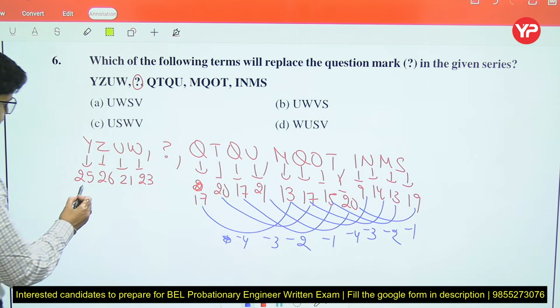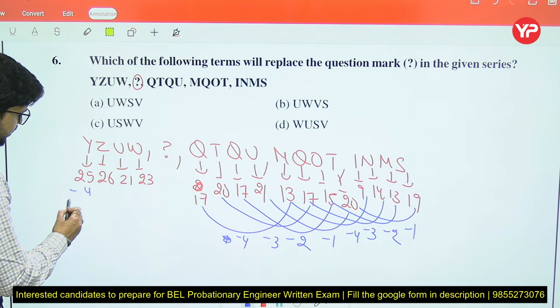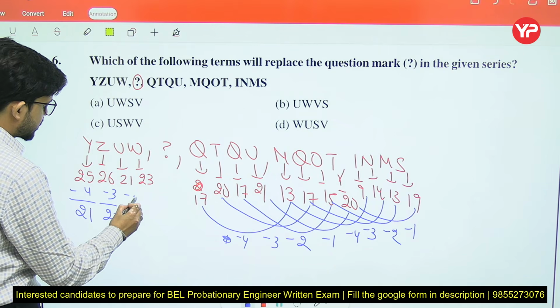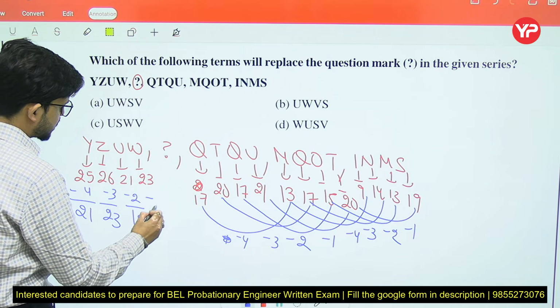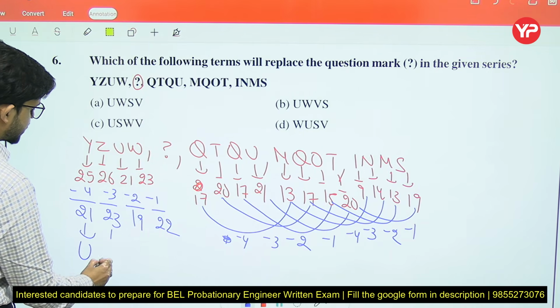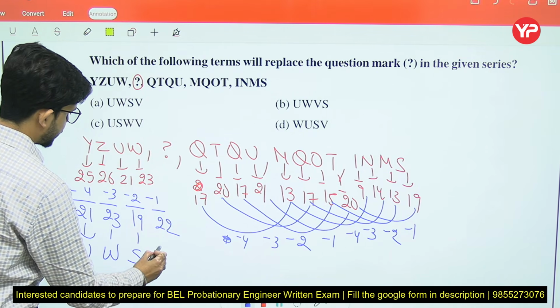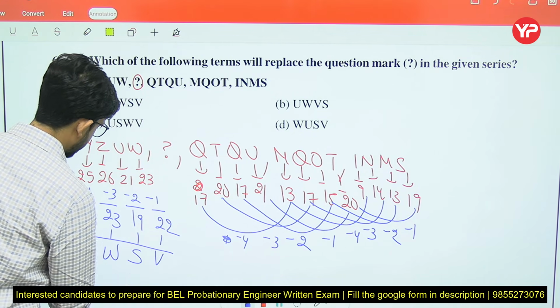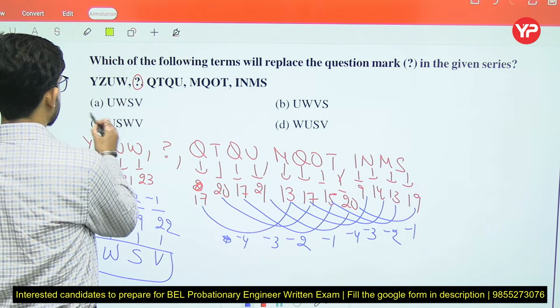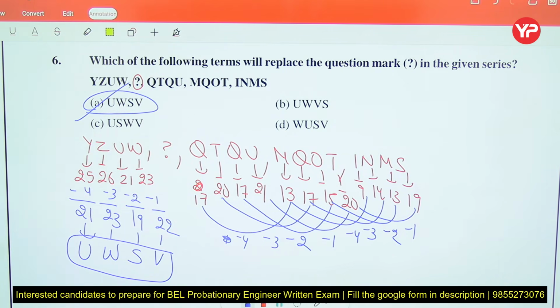So similarly from here, 25 minus 4 is 21, minus 3 is 23, minus 2 is 19, minus 1 is 22. And I know that 21 is U, 23 is W, 19 is S, 22 is V. U, W, S, V. So our answer will be A. Okay? So this is from alphabet.